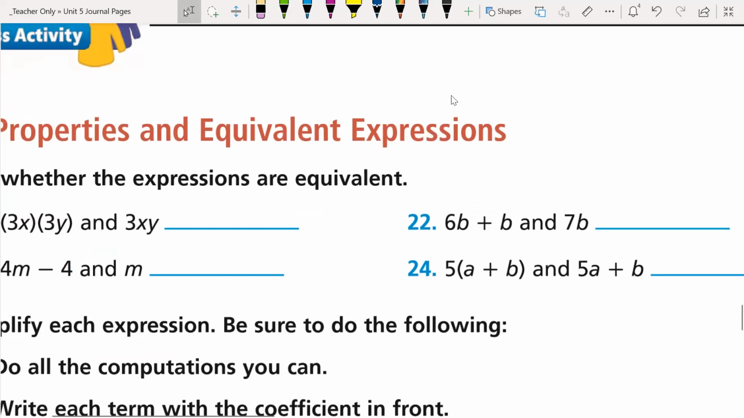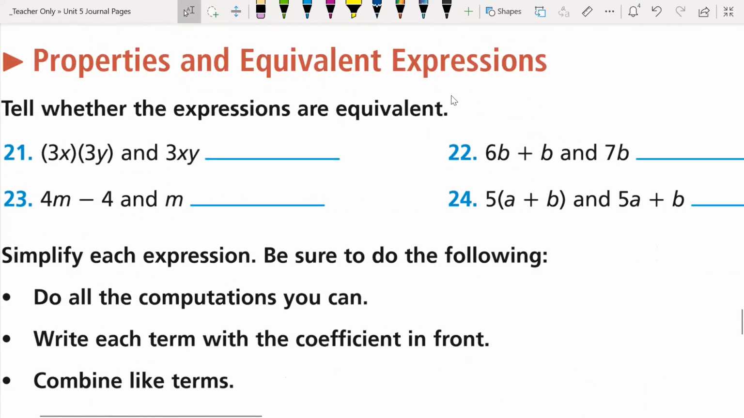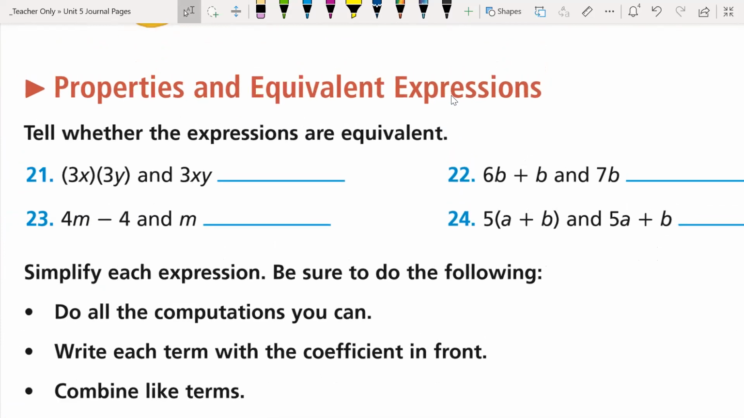Okay. So now we get into properties and equivalent expressions. And remember, an equivalent expression is just this is equal to this, right? And we've done these before. We've already done these. This is not new material. So I'm just going to do a couple for you. So this is asking, are these expressions equivalent? Yes or no. So the first one is obviously no. That's no because 3 times 3 is 9, and I don't see any 9 in this, right?